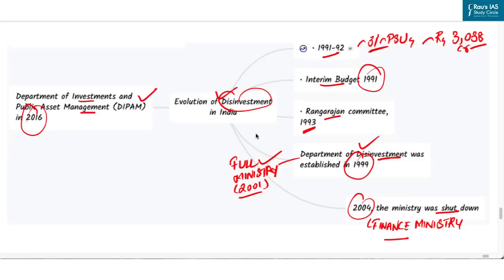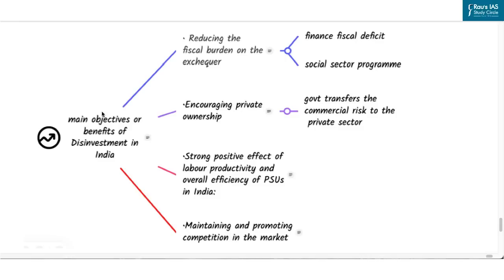Now, to understand it better, we should know why we need disinvestment. So let's look into the main objectives or benefits of disinvestment in India. First, it will help to reduce the fiscal burden on the exchequer, and this eventually improves the public finances. Let's understand this point with the help of an example.